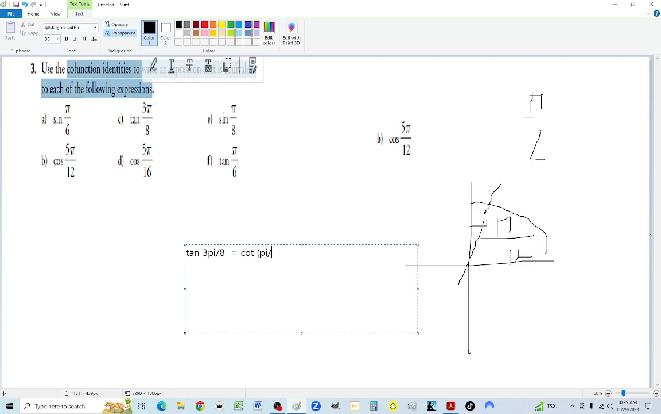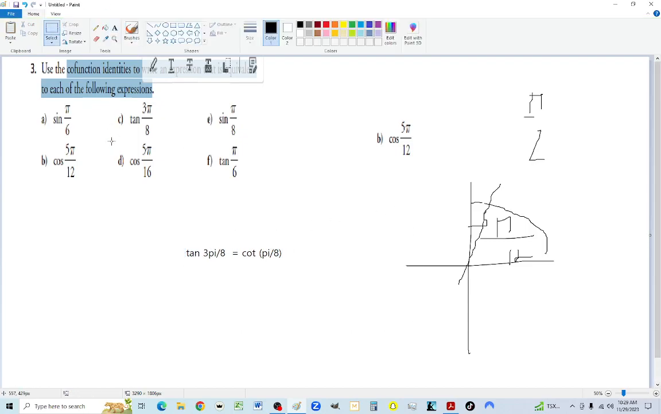90 degrees. 3 pi over 8 is in the first quadrant, so it's going to be 90 degrees minus 3 pi over 8. That's the fastest way to do it. Get this over 8, and we're left with pi over 8. So those will be equivalent. And again, you can just keep going.